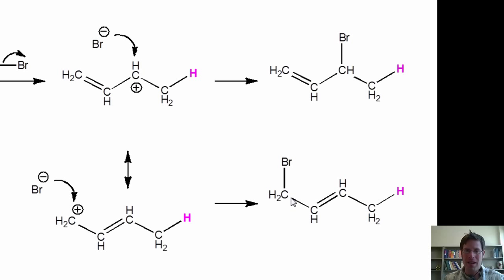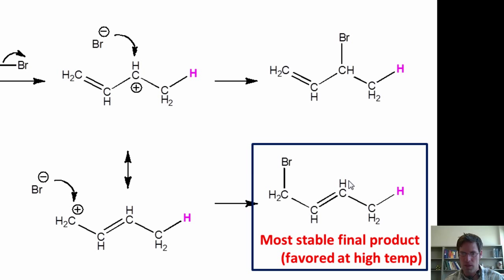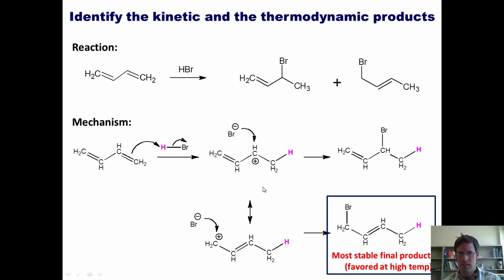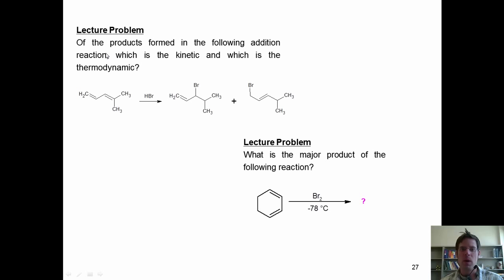At high temperature, basically any temperature that's positive in the Celsius scale, this is the product that will be formed. It is the thermodynamic product. The reason is because at those higher temperatures, this rearrangement between these two resonance structures is happening fast enough that we eventually siphon off all of the product to our thermodynamic product instead of getting a bunch going to kinetic. I hope that makes sense. Now we'll look at some questions. Of the products formed in the following addition reaction, which one is kinetic and which one is thermodynamic? And what is the major product of this reaction?